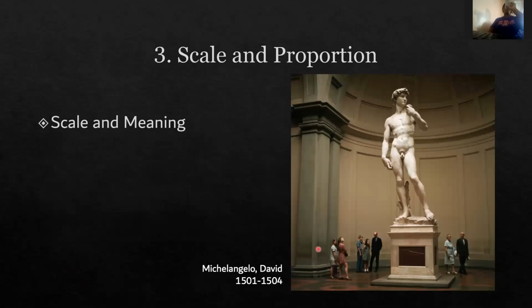So here is an example of the use of scale. This is the statue of David, 1501 to 1504, by Michelangelo. He was one of the Renaissance masters and a rival of Leonardo da Vinci. This is a biblical episode, and Michelangelo depicted David after his victory in the battle with Goliath.